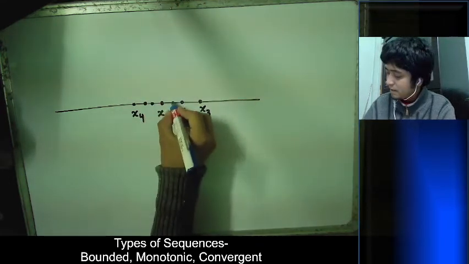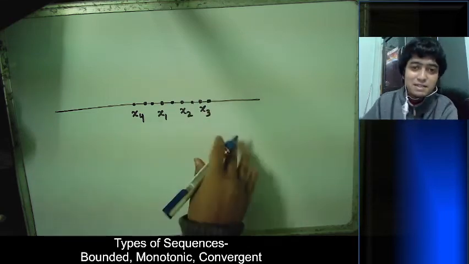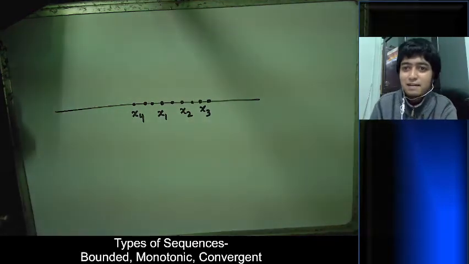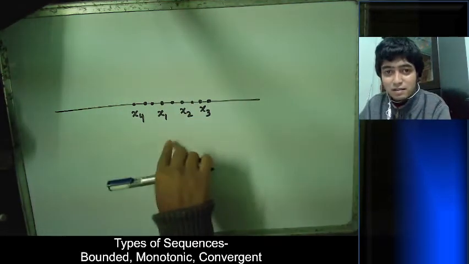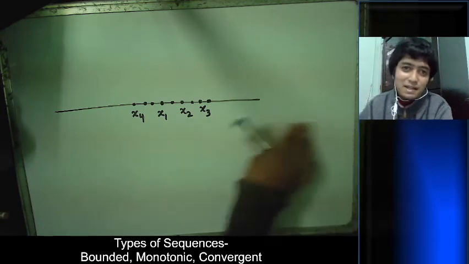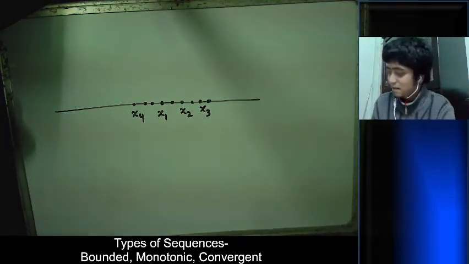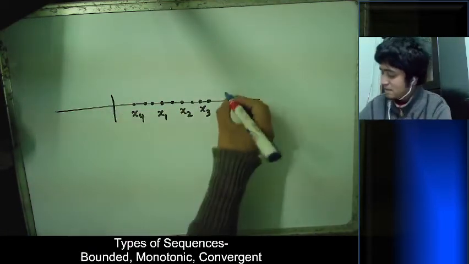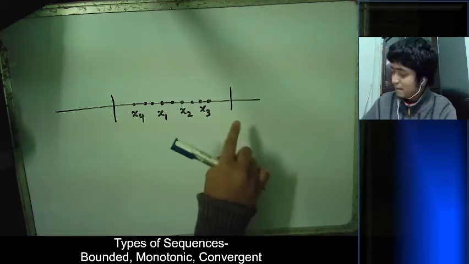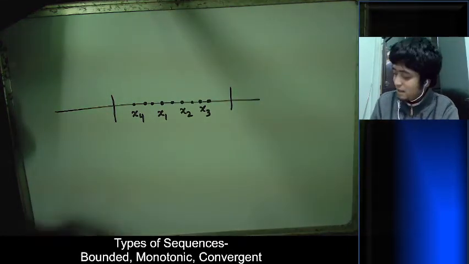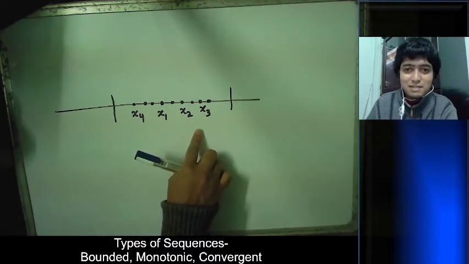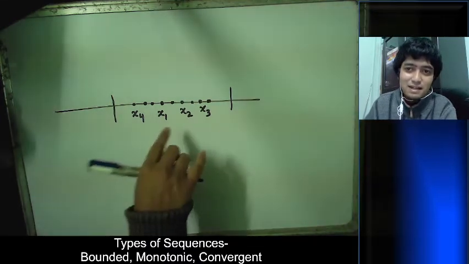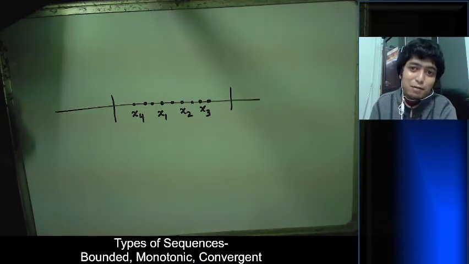All the terms of the sequence don't cross to this side and they don't go to this side. That is, they don't approach infinity and they don't approach minus infinity. They can be bounded by two walls, suppose this one and this one. The terms of the sequence never cross these two walls. When such a case happens, we say that the sequence is bounded.